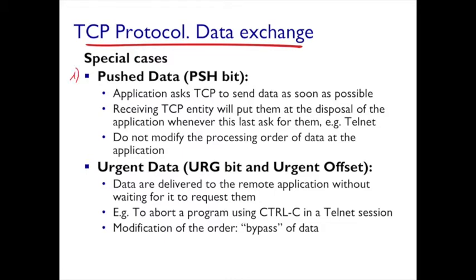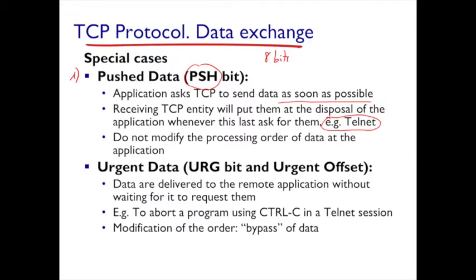There are special cases for data exchange between TCP entities. The first one is the push data. Remember that there are 8 flags or bits in the TCP header. One of them is PSH, push data. So when we set this PSH bit active, the application asks TCP to send data as soon as possible. We are not waiting for filling the maximum segment size. So if there is only 1 byte, for example, with PSH active, we are sending the segment as soon as possible. And the receiving TCP entity will put them at the disposal of the application. And the application will decide when and how much to read.